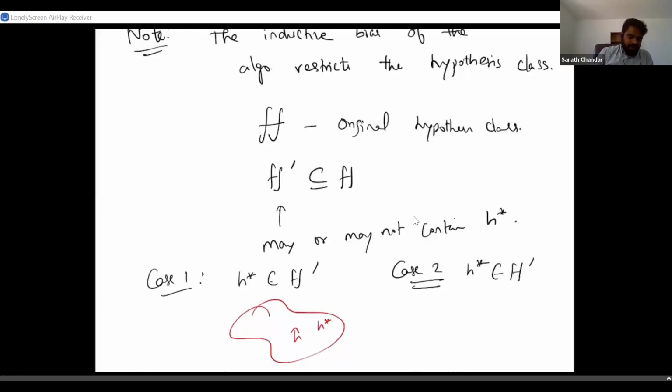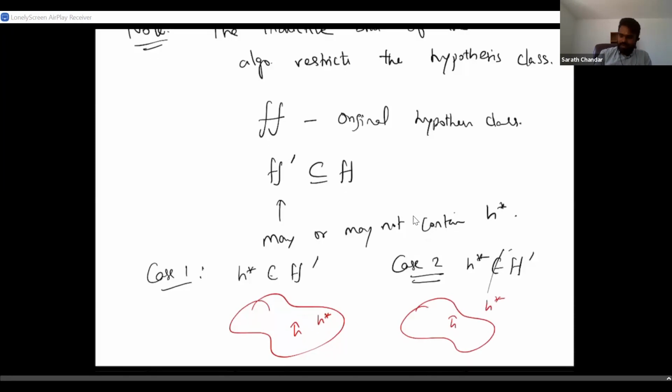Okay, so case two is where H star does not belong to H hat. In this case, I would be able to find some H hat, but the true H star actually lies outside. I cannot even reach it. Is that clear?